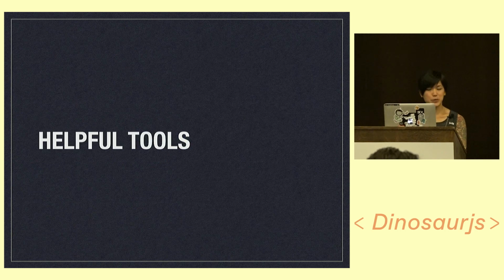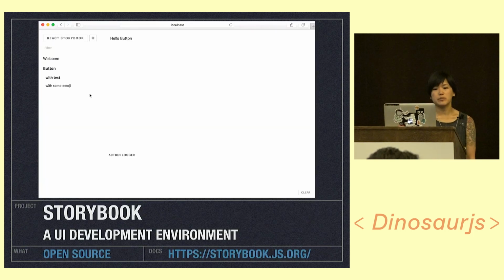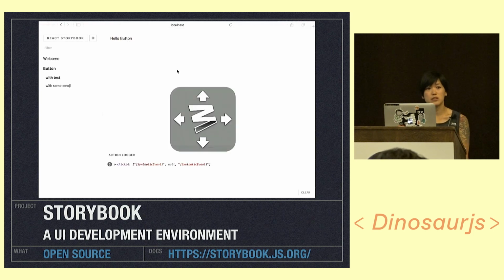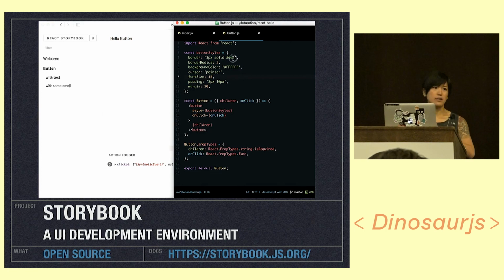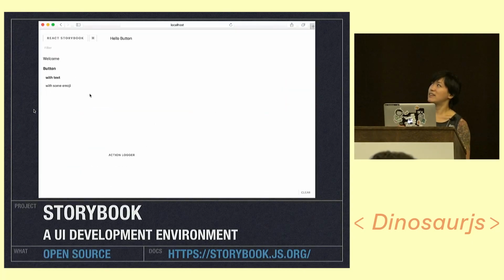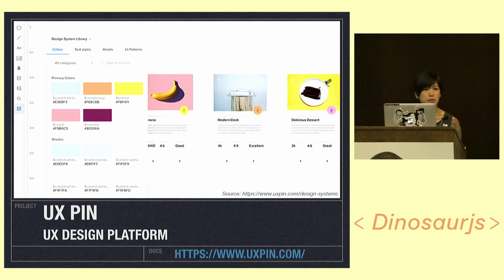Some helpful tools to get started with your design system. This is Storybook, which is a UI development environment. It's open source. It has tons of contributors. It's really great and comes more from the engineer's perspective of a design system. And then, as I mentioned earlier, UXPin, which is a UX design platform. And that comes more from the designer's perspective of design systems. There are many more tools out there, so I encourage doing exploration around that as well.